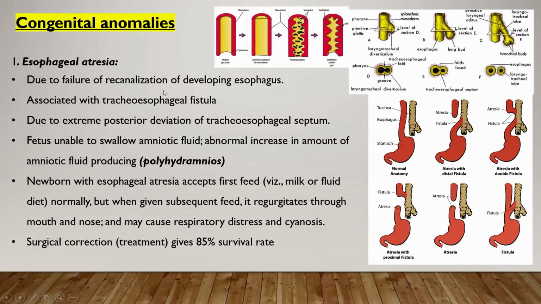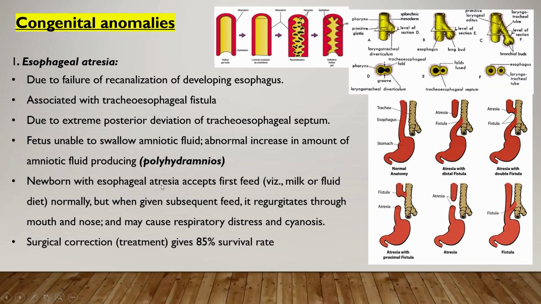Now, congenital anomalies of the esophagus. First one is esophageal atresia. Here, due to failure of recanalization of the developing esophagus, there is also possibility of tracheoesophageal fistula due to extreme posterior deviation of the tracheoesophageal septum. Here, the fetus is unable to swallow the amniotic fluid.